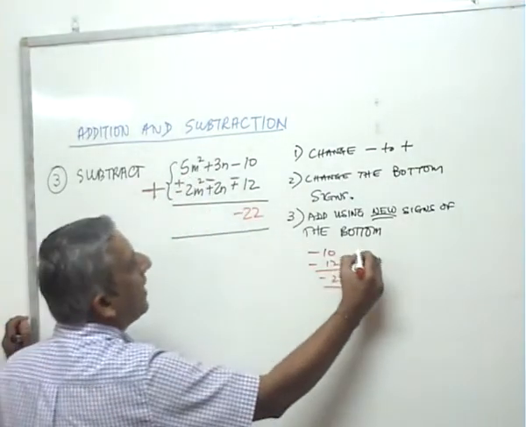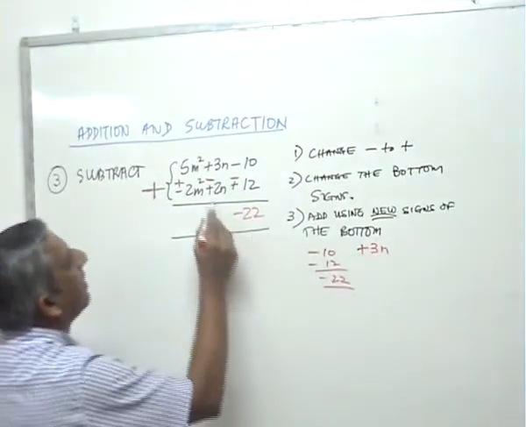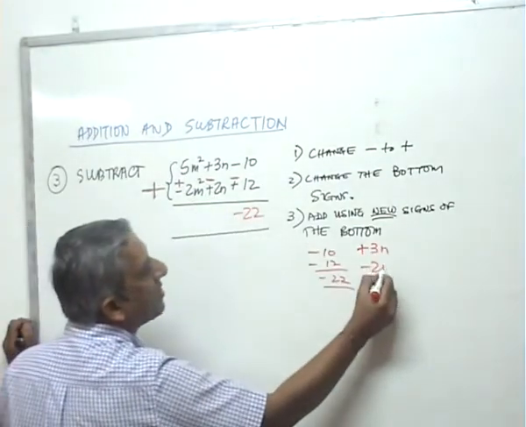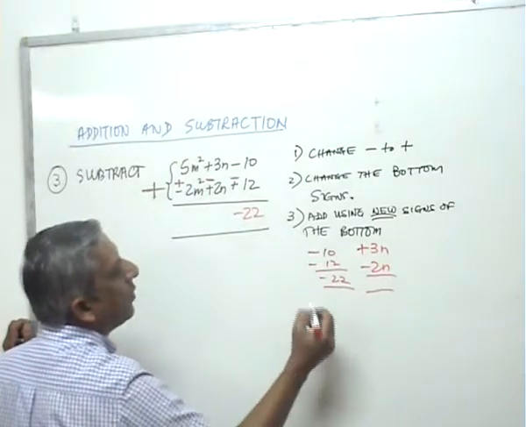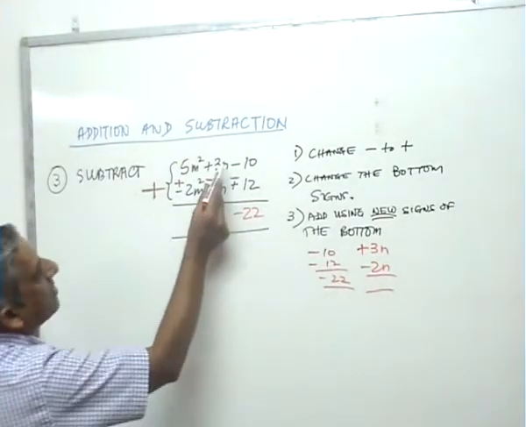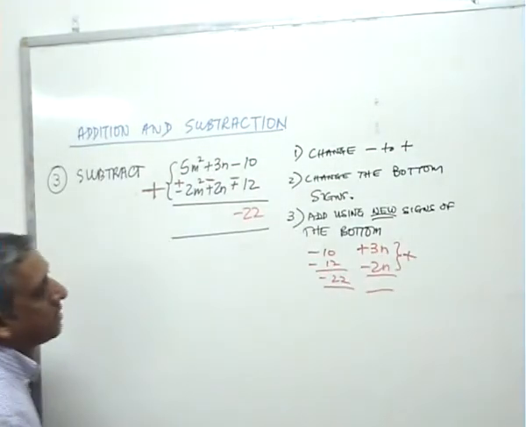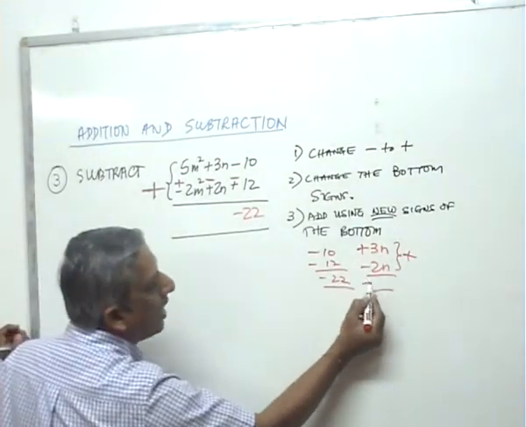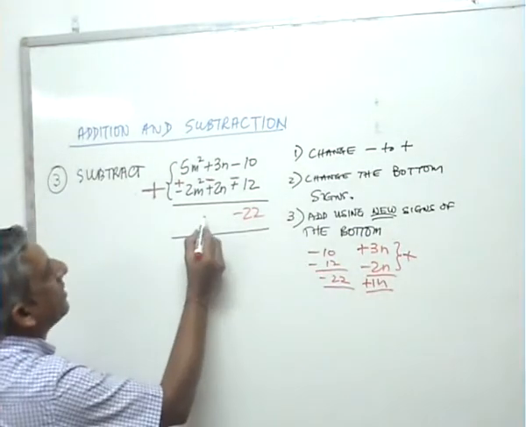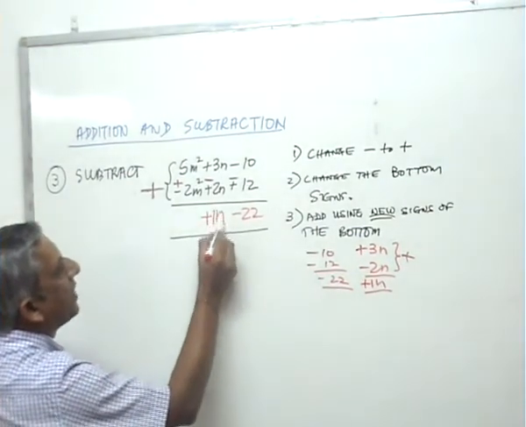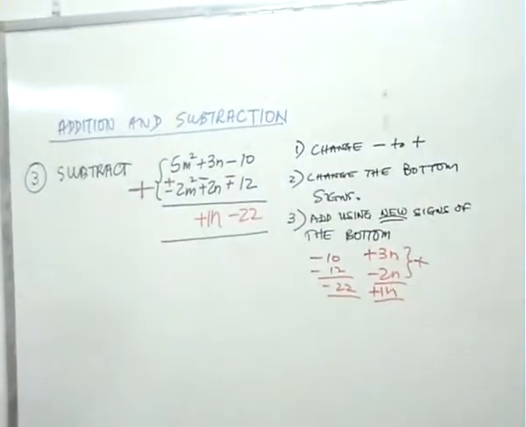Now here what are we adding? We're now adding plus 3n and minus 2n. We're adding these two up now. Plus 3n and minus 2n. So you've got 3, you owe 2. What will happen? You'll have 1. So that's why the answer here is plus 1n.